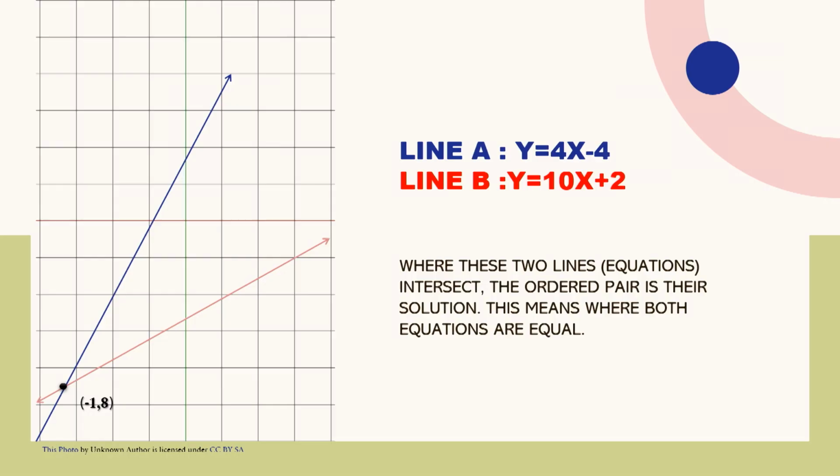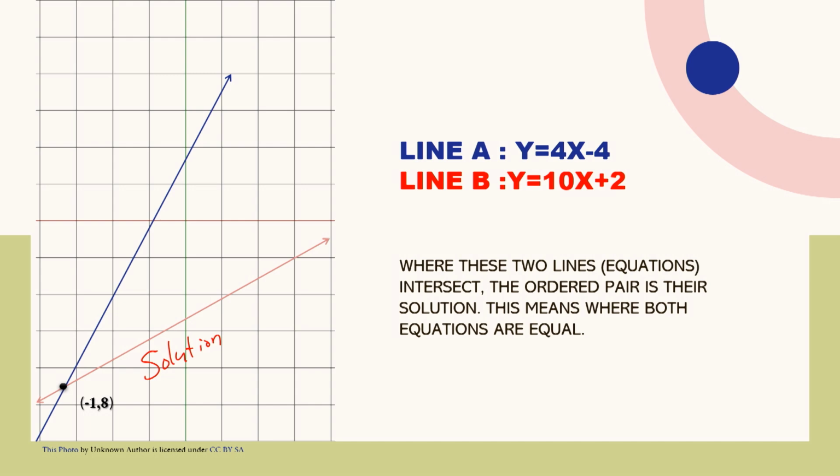So let's look. I have line A and I have line B. Line A is y equals 4x minus 4. Line B is y equals 10x plus 2. In this system, where these two lines intersect is going to be called its solution. That means where both of these equations are equal.